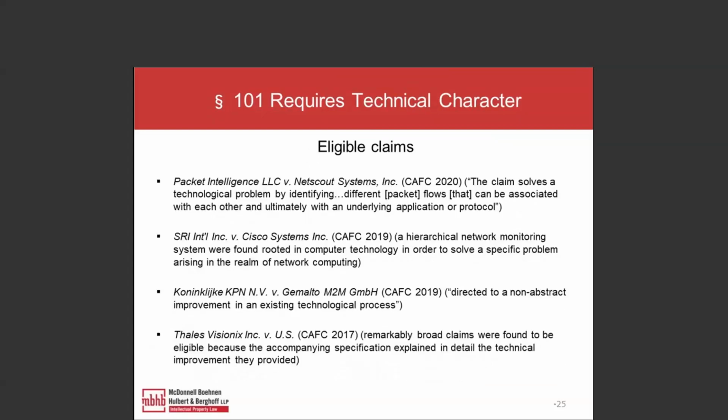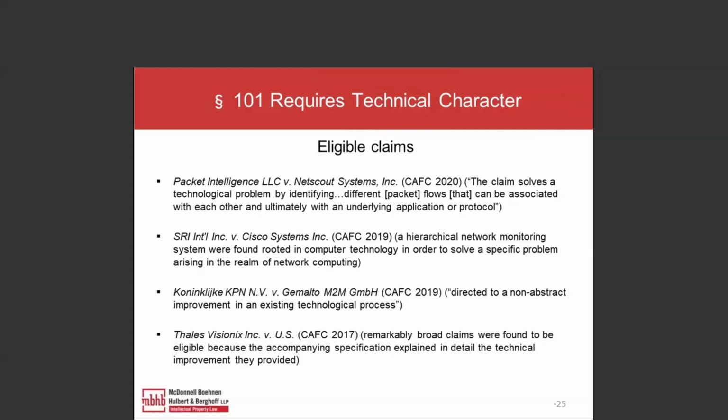On the other hand, if your claims do have the appropriate technical character, the court is very likely, or at least more likely, to find those claims to be eligible under 101. So in Packet Intelligence, a relatively recent case out of the Federal Circuit, the court wrote that the claim solves a technological problem by identifying different packet flows than doing something useful with them.